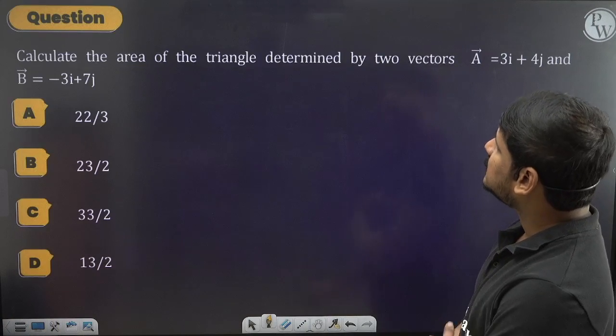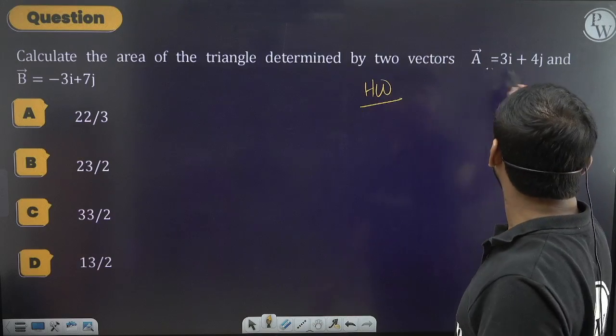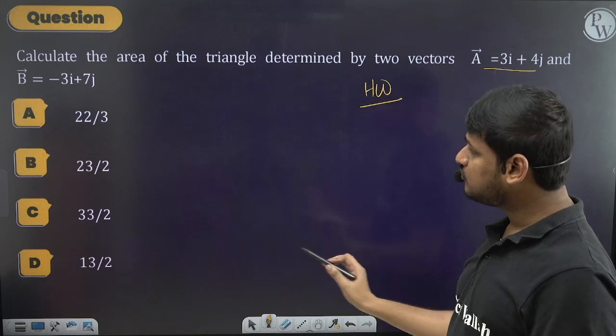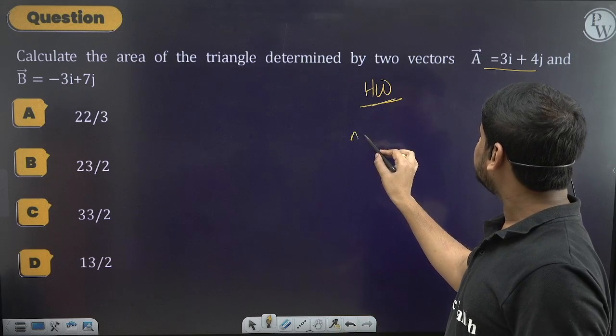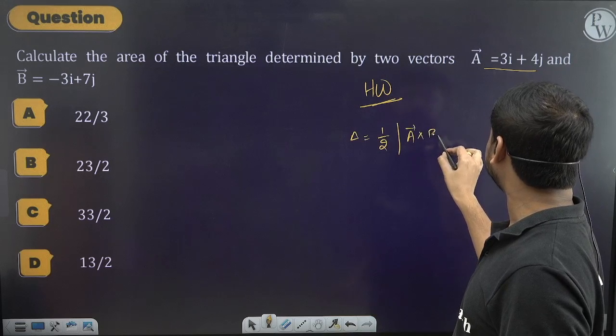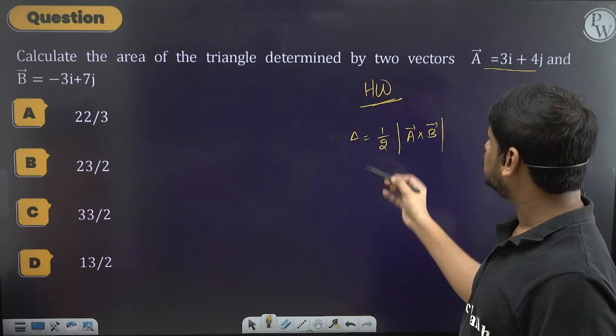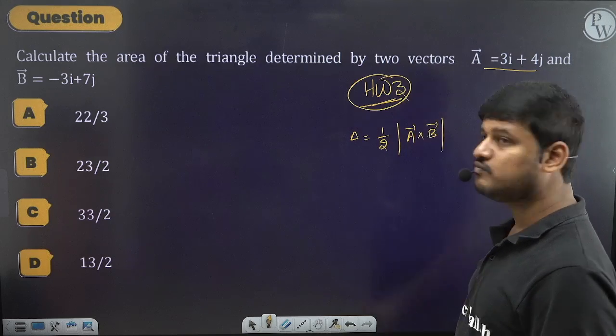So next, calculate the area of the triangle determined by the two vectors. A vector is given, B vector is given. Simply, the area of the triangle is half into the magnitude of A cross B. You know how to find the magnitude of A cross B, right? Then multiply it with 1 by 2. So take this question as homework. This is homework 3.